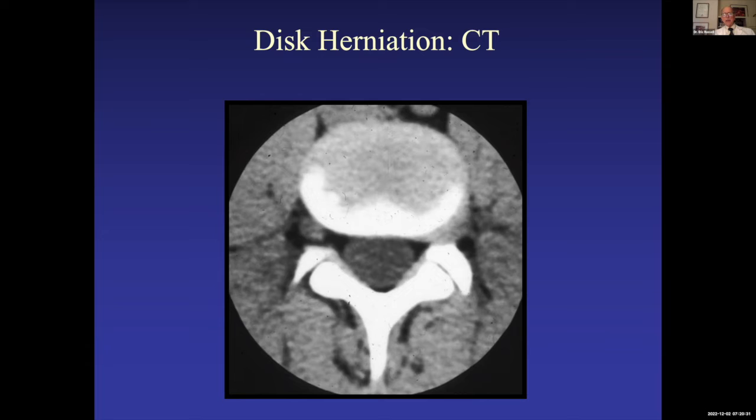And you can see this left posterolateral disc herniation, and it's broadly based, so it's a protrusion, not an extrusion. So this is a foraminal disc herniation, a protrusion that's obscuring the root and compressing the root in a patient who presented with left-sided radiculopathy.